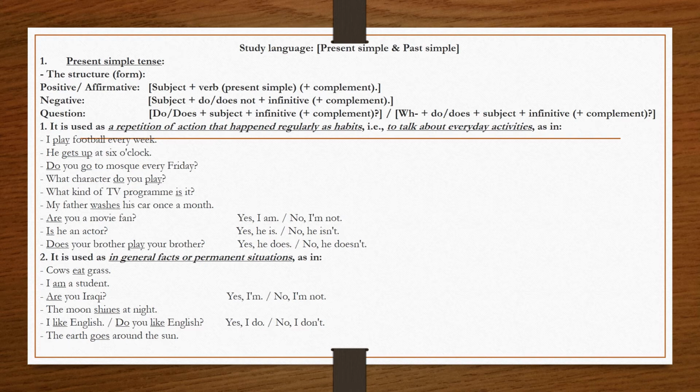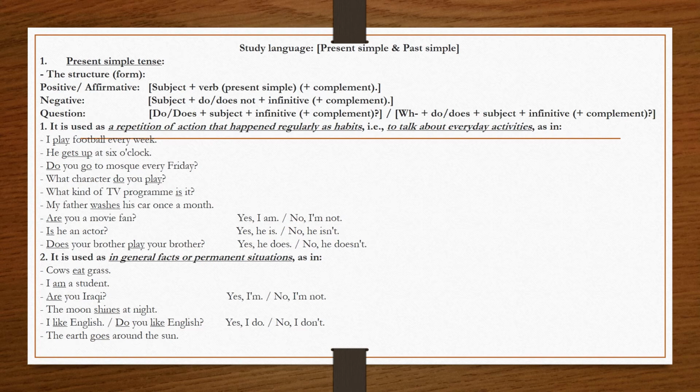Two, it is used as in general facts or permanent situations. تستخدم في الحقائق العامة أو مواقف دائمة وثابتة. مثلا Cows eat grass. الأبقار تأكل الحشيش. هل تأكل غير هذا؟ No. الحشيش.